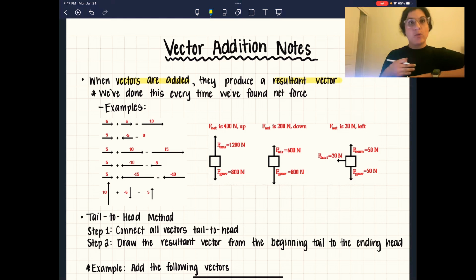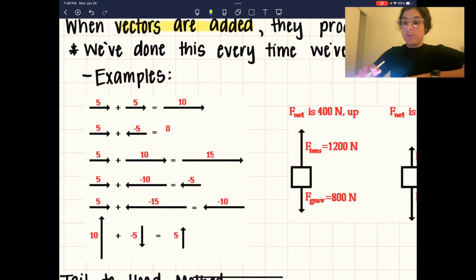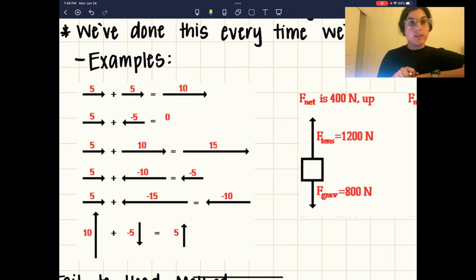For example, when you add the numbers 1 and 2, the sum is 3. Vectors work very similarly. When you add vectors A and B, you produce what's called a resultant vector. When we've done this in the past, we've referred to the resultant vector as the net force. This is the only previous experience that we've had with adding vectors together, and the examples that we've worked with have been relatively simple.